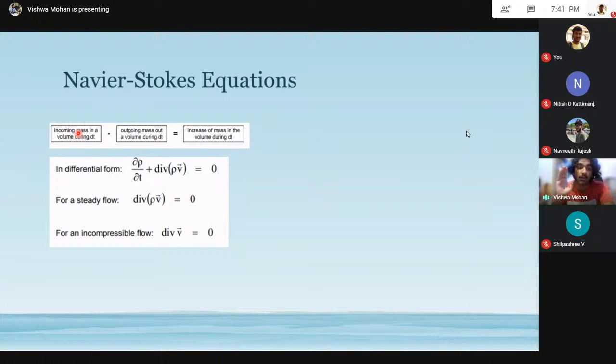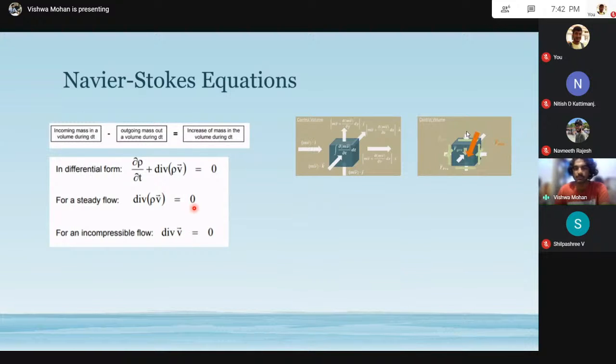Incoming mass and outgoing mass. The difference of this will give you the increase in the mass in time dt. That's what I explained. So you see there are so many equations. This is for a general flow, compressible flow, unsteady flow. So you will get this sort of general equation for mass conservation. And for steady flow, you will get this. Density won't change with time. The change of density with time will not be there, so you just get this. And for incompressible flows, obviously rho is of no use. You can just take it out of the divergence and take it to the other side, 0.